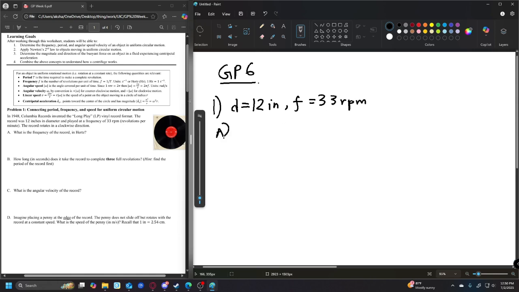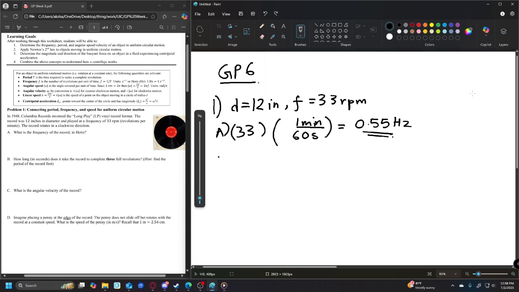Now part A is asking us to find the frequency of the record in hertz, which is the same as revolutions per second. We know that 1 minute has 60 seconds in it, so we take our revolutions per minute, and we get our answer as 0.55 revolutions per second, or hertz.